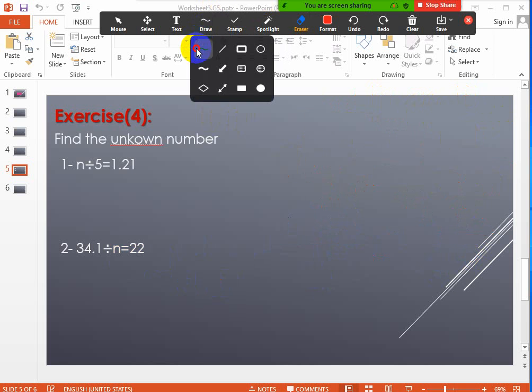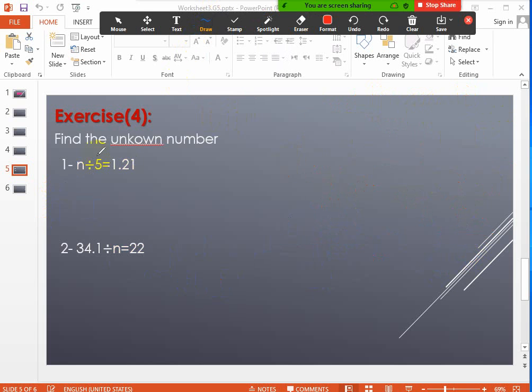Okay. Now, for the unknown number, I have to look at the math expression, then I will decide what the unknown number is. You know that in division we have the dividend, divisor, and quotient. The dividend is the number that I want to divide. The divisor is the number that I want to divide the dividend by. The quotient is the answer for the division.